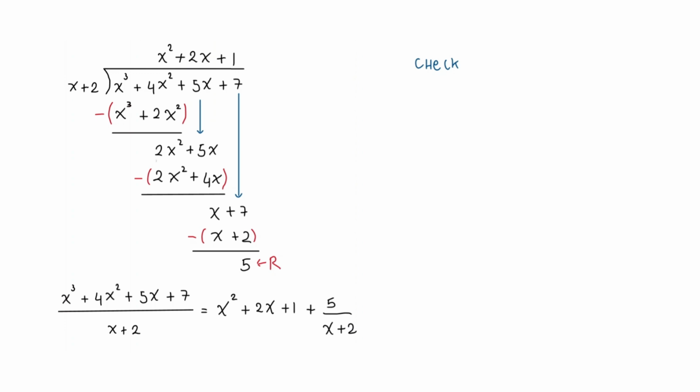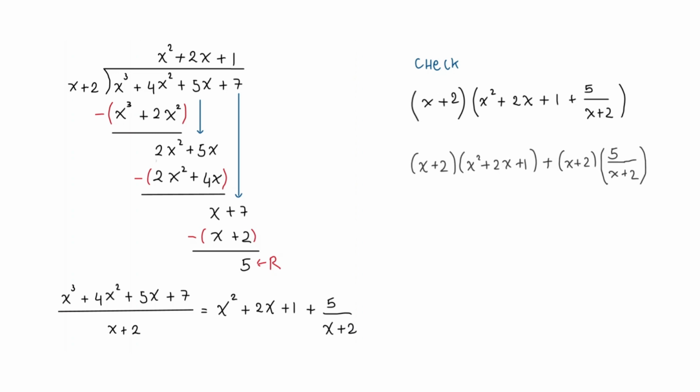We multiply x plus 2 by the whole result. So we have x plus 2 multiplied by, open bracket, x squared plus 2x plus 1 plus 5 over x plus 2, close bracket. The easiest way to expand this is to split the multiplication into two parts. We can write x plus 2 multiplied by x squared plus 2x plus 1, plus x plus 2 multiplied by 5 over x plus 2. We can do this because we are multiplying x plus 2 by a sum. This makes the calculation much easier.